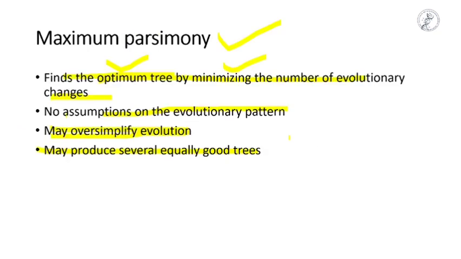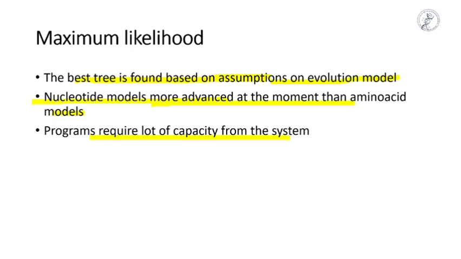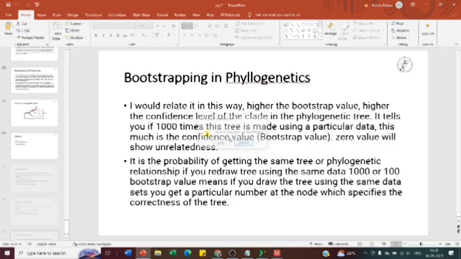Maximum parsimony will not consider the evolutionary relationship between the sequences, so it will oversimplify evolution, which is one of the drawbacks, and it constructs multiple trees and finds an optimum tree. Maximum likelihood also constructs multiple trees and finds the best tree, but it needs a lot of system capacity to run, and it is now mostly used in comparing nucleotide sequences rather than protein sequences. So this is all about our sequence alignment.